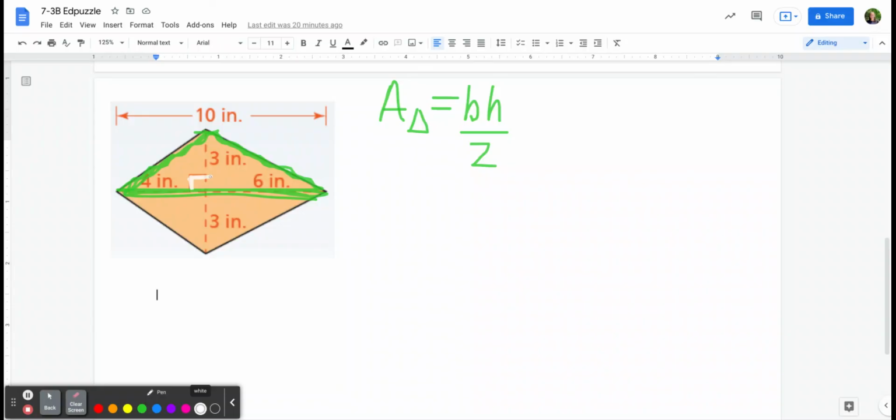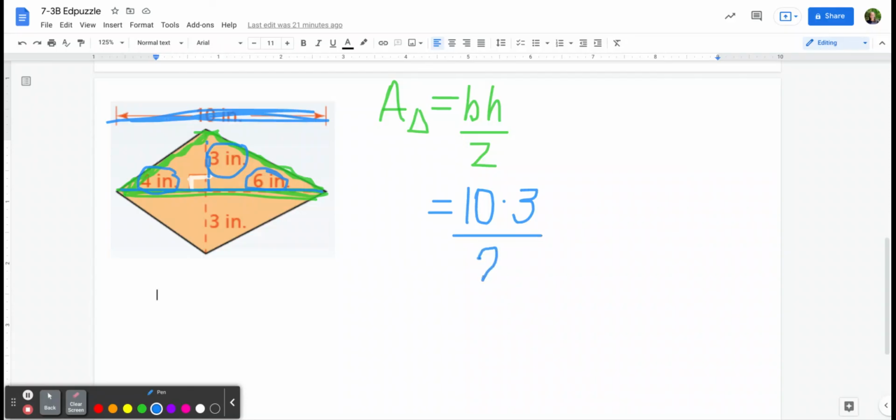But don't get fooled here, because look, from this point on the left to the base is 4 inches. To the height is 4 inches. And then from the height to the vertex on the right is 6 inches. The whole distance of the base is 10 inches. So 10 would be our base that we're going to plug in. What's the height here? From the base, straight line up, the height would be 3. So we would have 10 times 3 divided by 2.